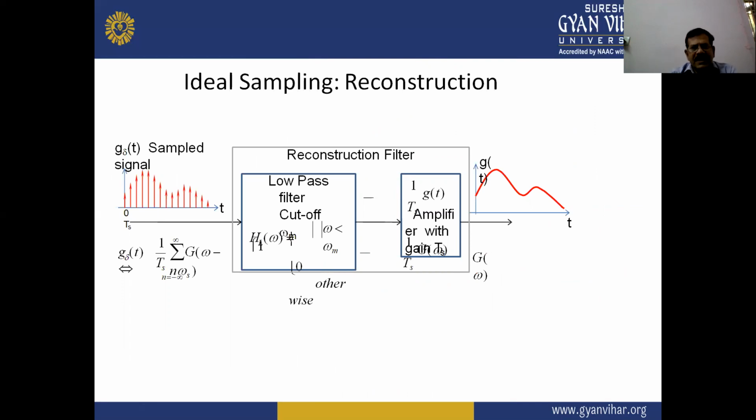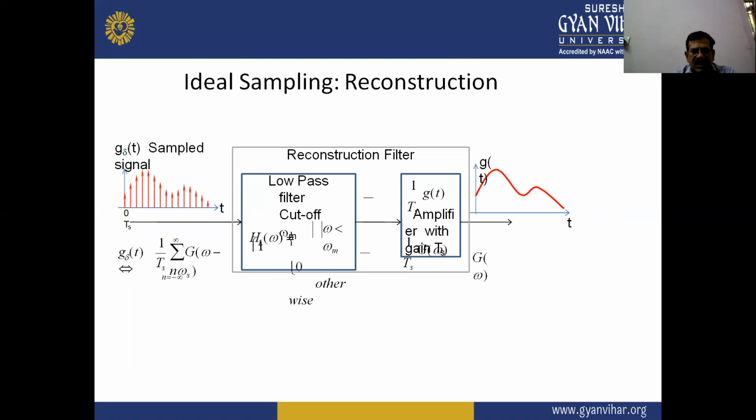Now, ideal sampling reconstruction, where we want to convert the digital signal back into an analog signal. So this is the reconstruction block diagram of the sampling system. Here we have a low pass filter and an amplifier with a gain of Ts.